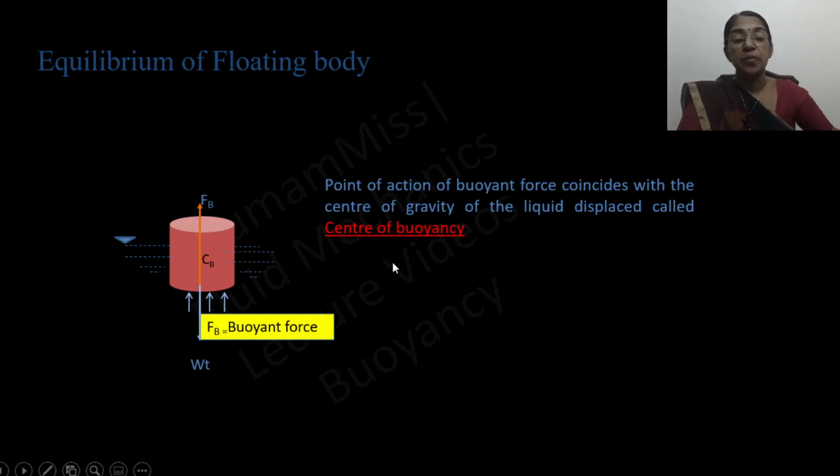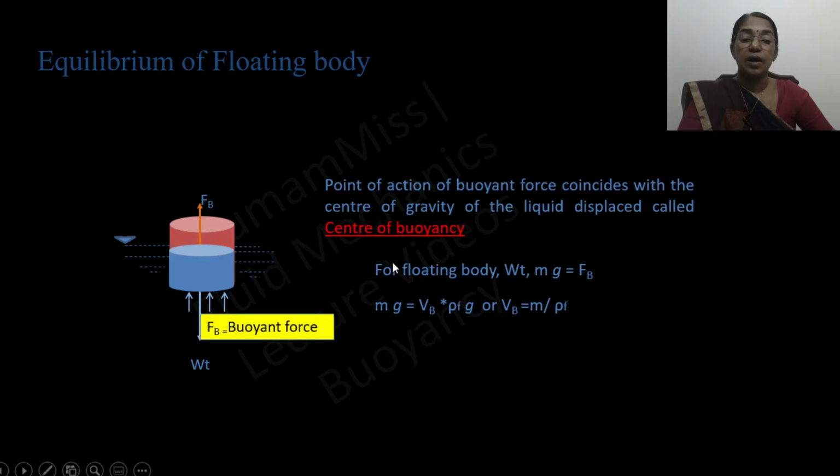So the weight of the floating body is equal to mg, which is equal to Fb. Fb means the buoyant force, that is equal to the weight of the displaced liquid. If Vb is the submerged portion of the floating body, then Vb into the specific weight of the liquid will give you the buoyant force. So if you equate the weight of the floating body to the buoyant force, then the volume of the submerged portion of the floating body is equal to m by ρf.